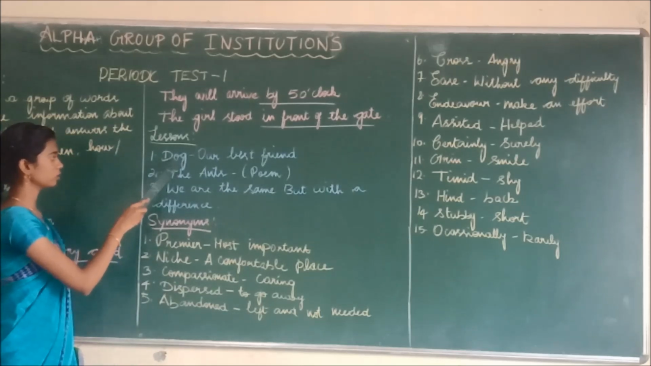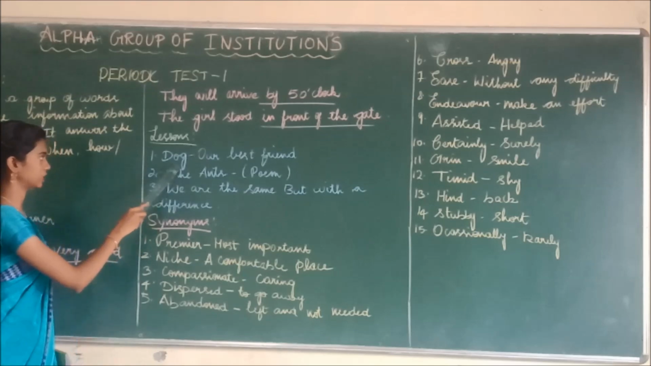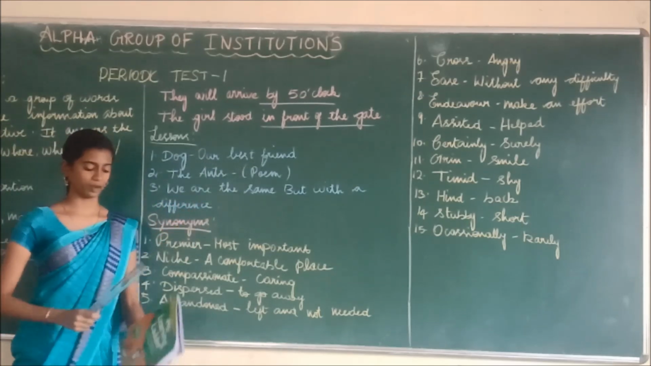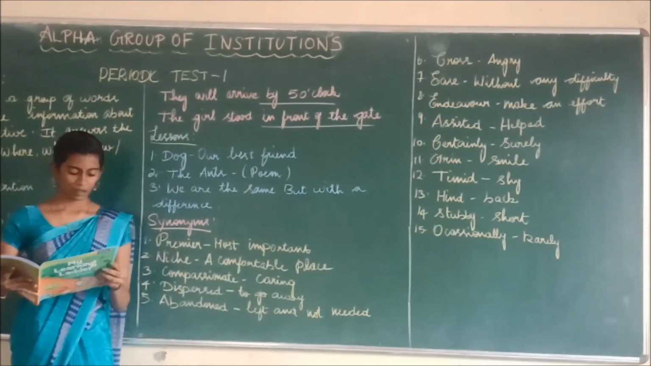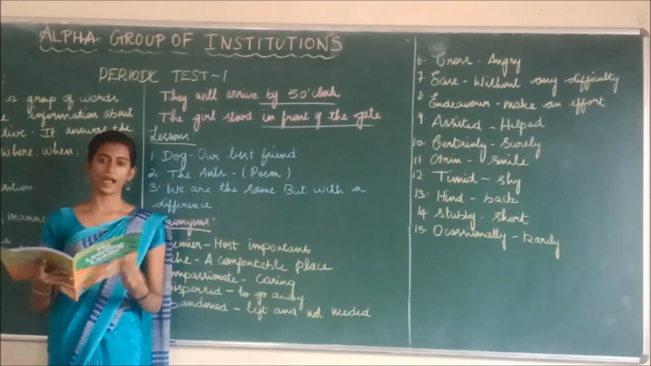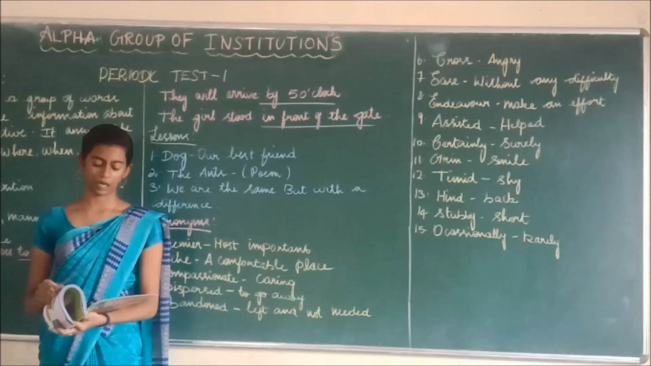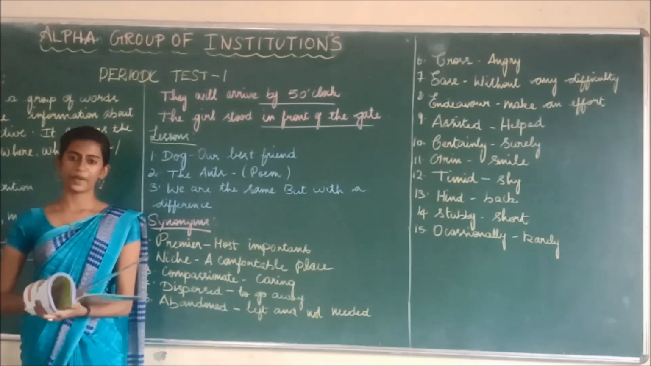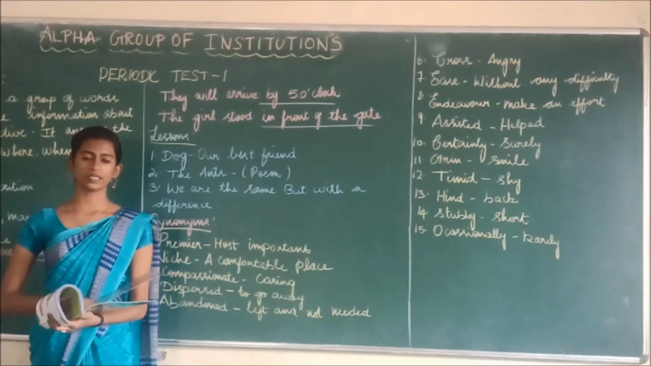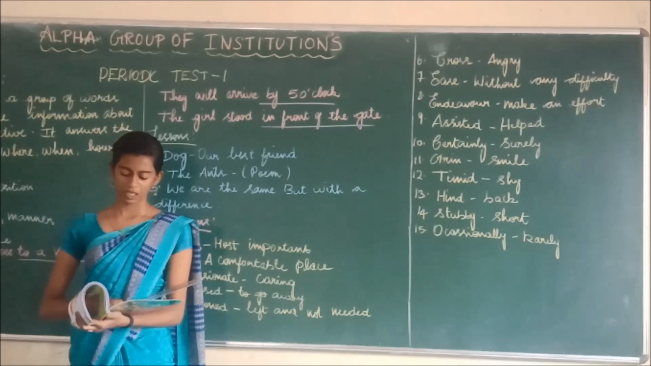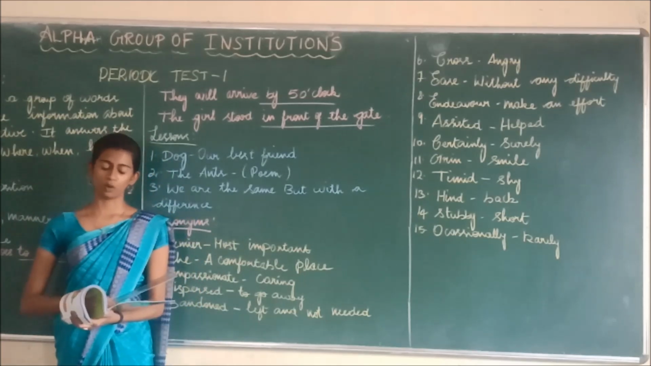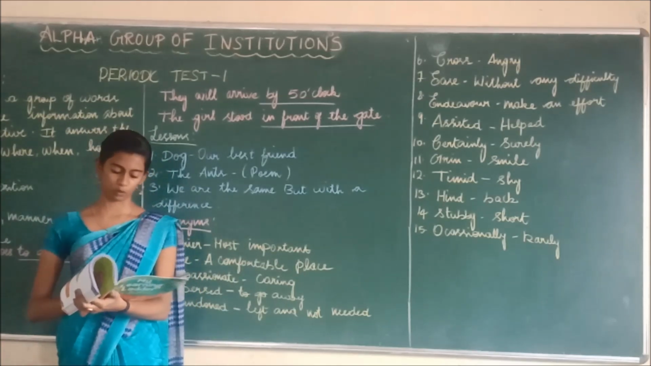Next we are going to see the summary of the lessons. First, Dog Our Best Friend. Hazim was an old man who lived alone. He had a pet dog. What pet dog did Hazim have? He had a dog named Bruno.